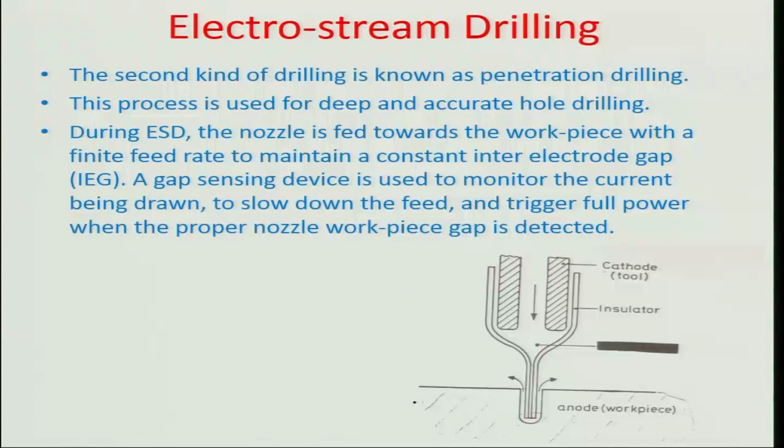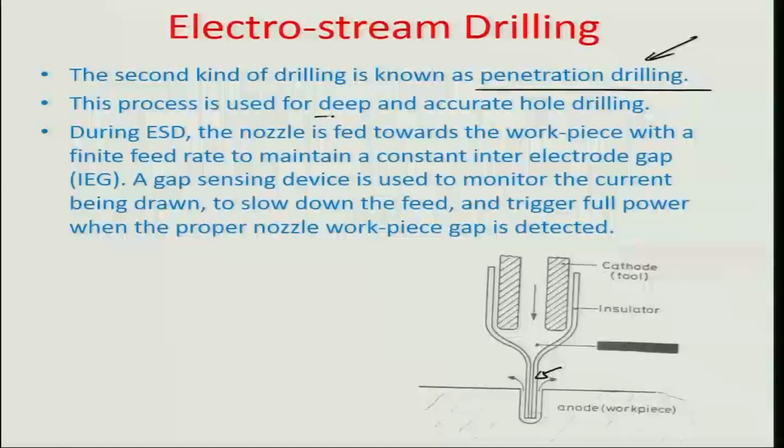The second kind of drilling, which is more commonly used in the industry, is known as penetration drilling. Just opposite to dwell drilling, you have a nozzle. The nozzle is non-conducting, an insulator, but it is capable of guiding the electrolyte to a zone very close to the workable region between the anode and the stream. This process, on the contrary, can be used for deep holes. So you can have deep and accurate hole drilling using this particular technique, the penetration drilling technique.